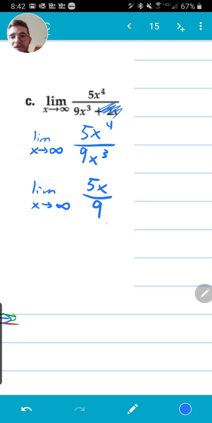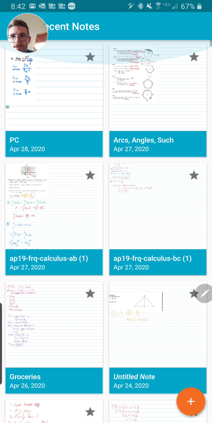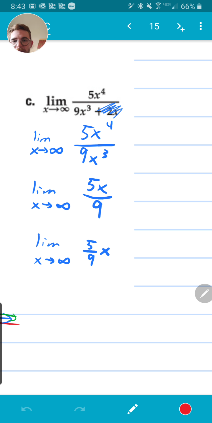What we have left over, 5x over 9, it might help you to write it like this. This is a polynomial. The x is not on the bottom of our function anymore. We have 5/9 x. This is linear, a line that would have a y-intercept of 0 and has a slope of 5/9. This is just a polynomial.